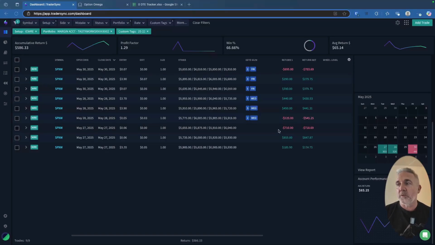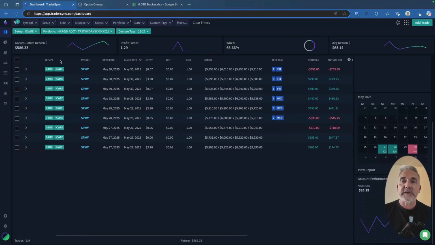But overall, on this particular strategy, I had a profit of $586.33. As we can see here, I traded on Tuesday, Wednesday, and also skipped the strategy on Thursday, and then again on Friday.